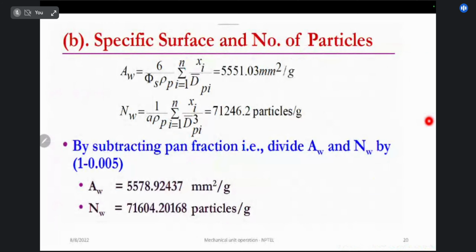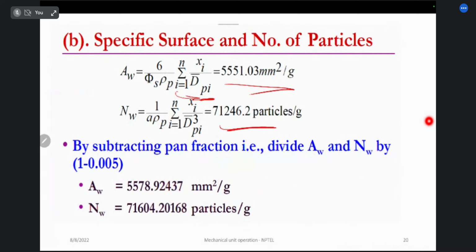You will already have this summation. Now this can be used for the different questions asked in this problem: the specific surface and the number of particles need to be calculated. Then Aw is equal to 6 by phi s rho p, summation i equal to 1 of xi by dpi. We already have all this summation from our table. If we just multiply it with 6 by phi s into rho p, then we will get 5551.03 millimeter square per gram. This is the specific surface area, and the number of particles is from xi by dpi cube. If we multiply it with a1 upon a into rho p, then we will get 71246.2 particles per gram.